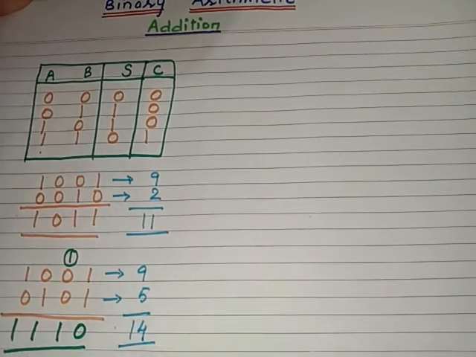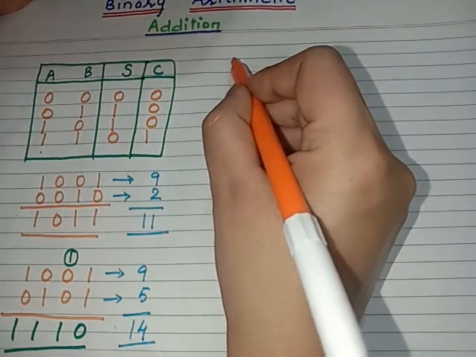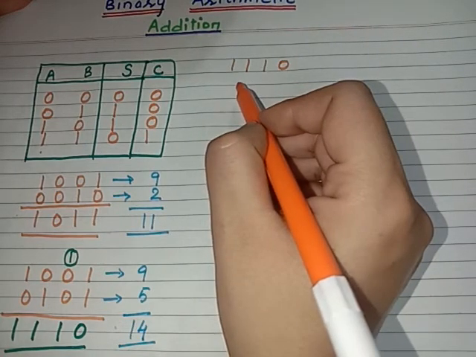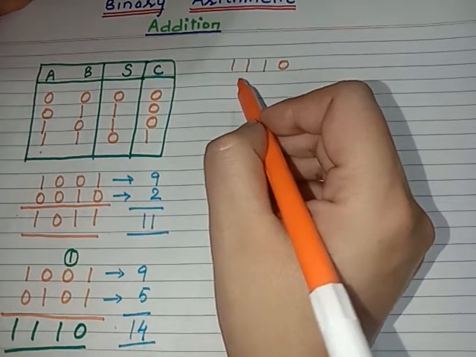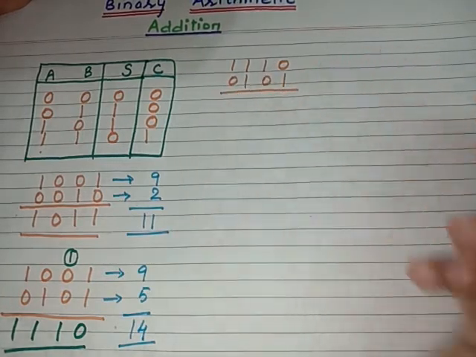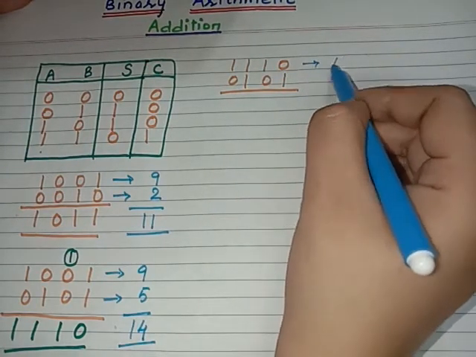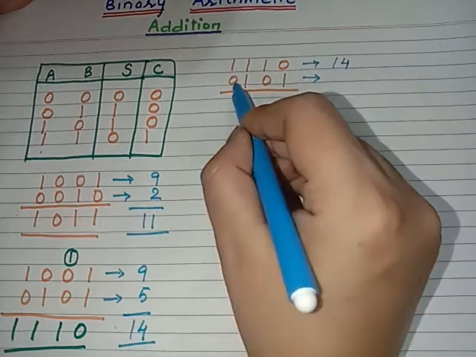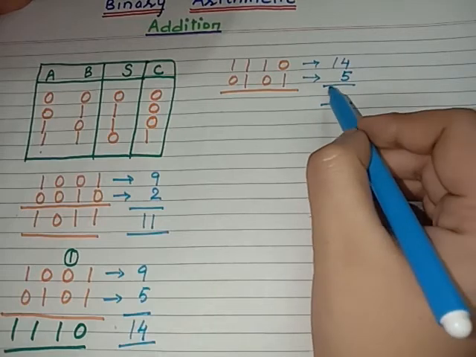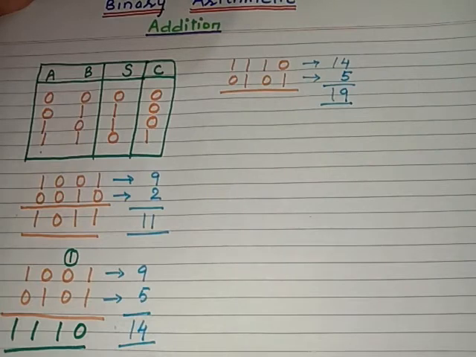So taking one more example. Suppose we are having a number 1110, and we have to add that number to 0101. Like so. Now this 1110 is 14, and this 0101 is, yes, 5. We have to add these numbers. Definitely the result must be equal to 9. So we will be adding this, then after that we will check.